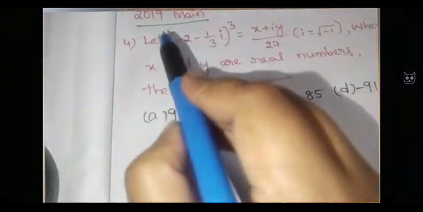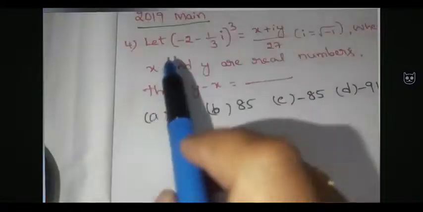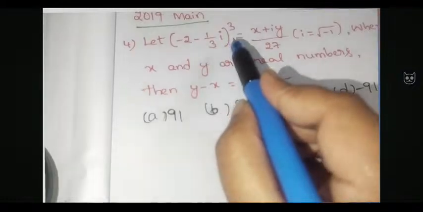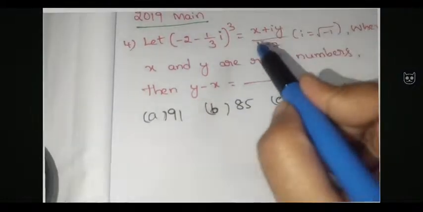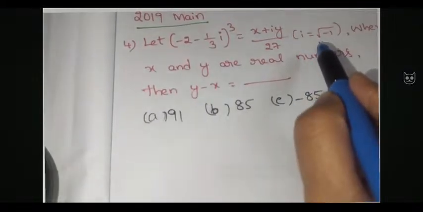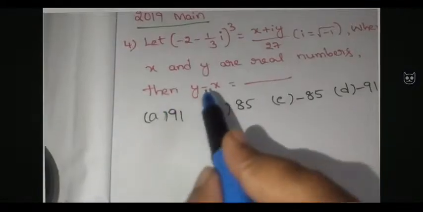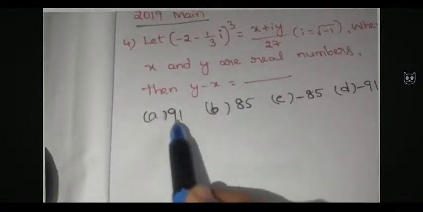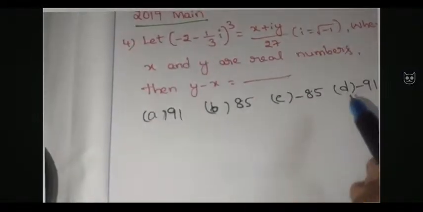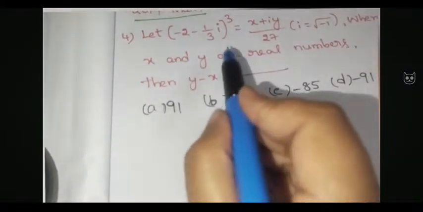Question number 4. This question was asked in 2019 JEE Main. The question is, let minus 2 minus 1 by 3 into i, whole power 3, is equal to x plus iy divided by 27. Here i is square root of minus 1, where x and y are real numbers. Then y minus x is, the given options are option A 91, option B 85, option C minus 85, option D minus 91.